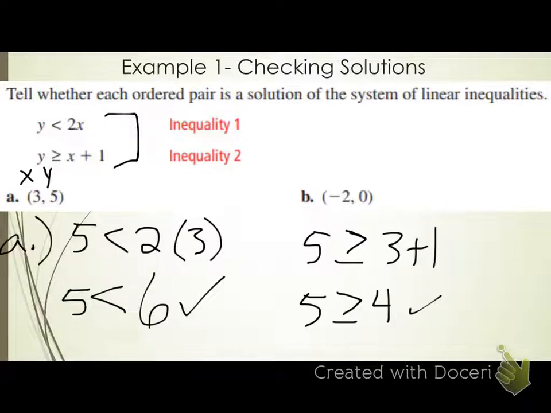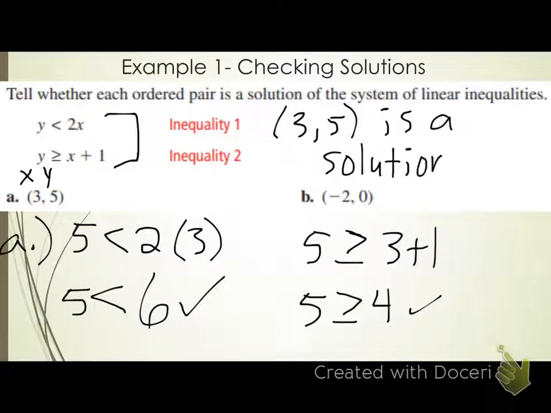So what can I deem true about this ordered pair? It's a solution. So I'd say (3, 5) is a solution. I don't think two little words like that are going to hurt you. (3, 5) is a solution. Questions on letter A? You okay with that? Can I erase and move to B?